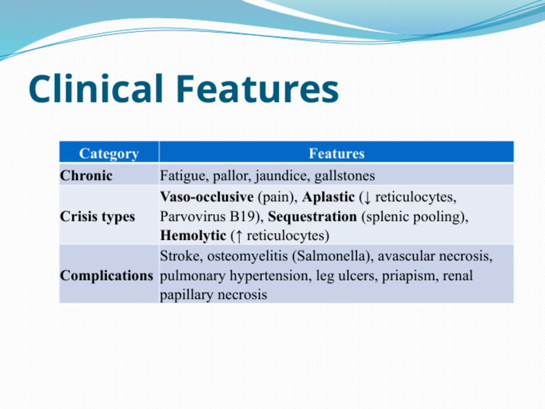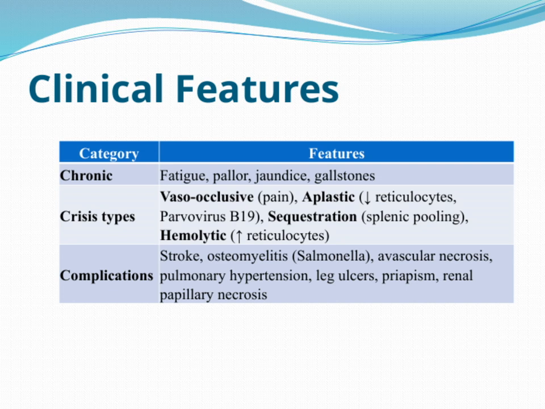Stroke is a major concern due to the risk of blocked blood flow in the brain. Osteomyelitis, especially from salmonella infections, is more common in these patients. Other complications include avascular necrosis, which affects the bones, pulmonary hypertension, leg ulcers, priapism, and even renal papillary necrosis. Understanding these clinical features is crucial because they highlight the broad impact this disease can have on multiple systems.